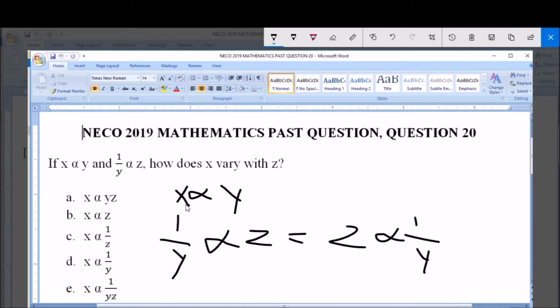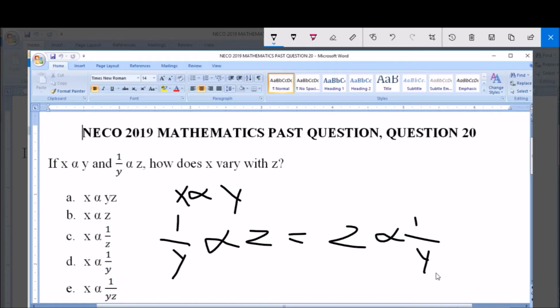From here we are given that x varies directly as y, meaning that when there's an increase in x, there will also be an increase in y, and a decrease in x will also be a decrease in y. Now here z varies inversely as y. So definitely, because y varies directly as x, z will vary inversely too with x, because whenever x increases, y will increase, and when there's an increase in y, there will be a decrease in z, because z varies inversely with y.